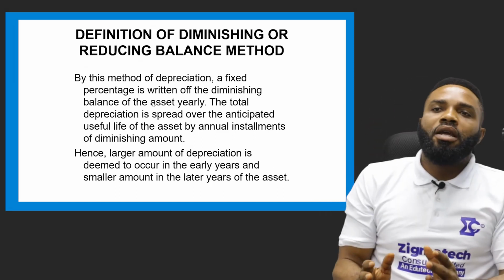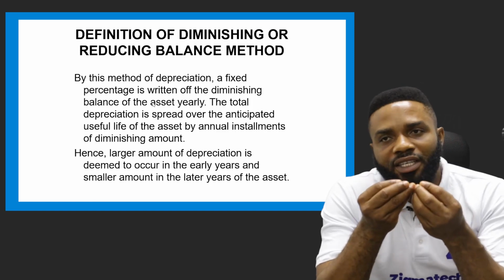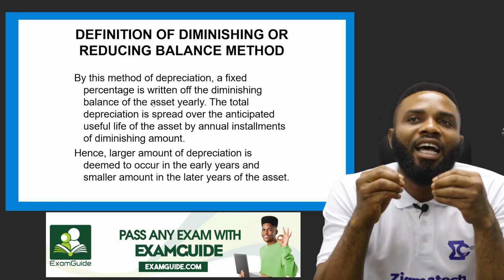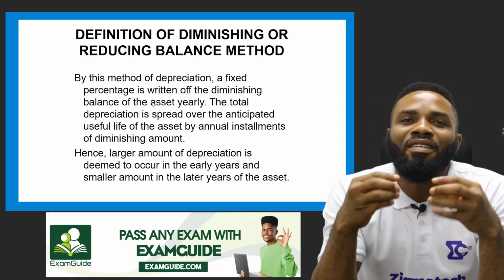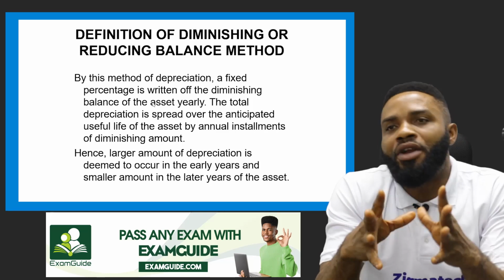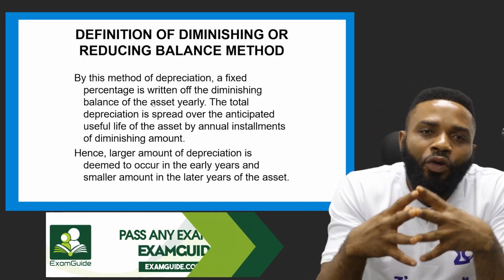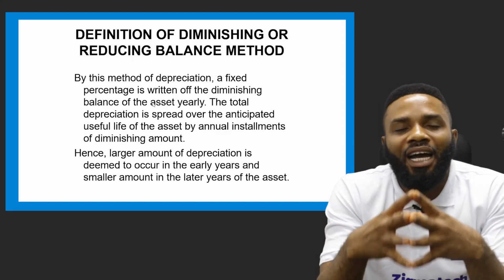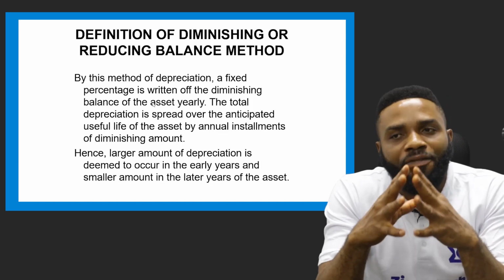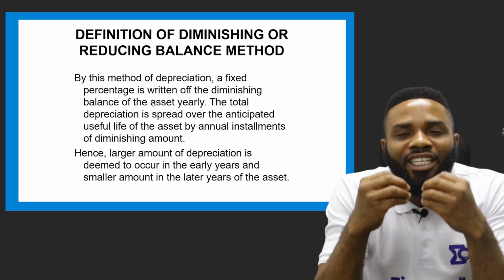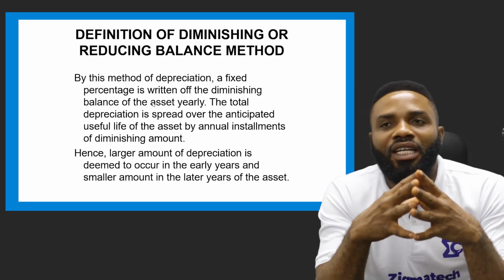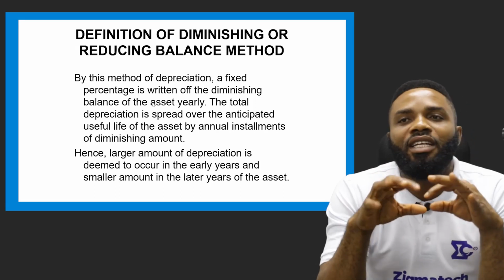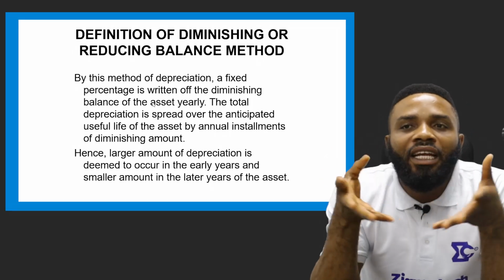Now, when I say a fixed percentage is written off the diminishing balance of the asset yearly, it is assumed that no asset can be effective throughout the period of the business. When you acquire or procure a particular asset, that asset has what we call a lifespan. There is a period where that asset cannot be effective again. So what is expected of you as an accountant is that you must apportion, or divide, the value of that asset over the life of the asset.